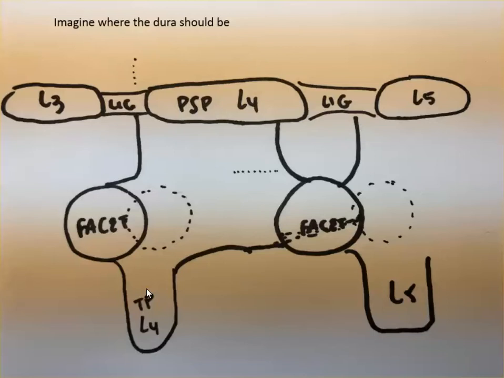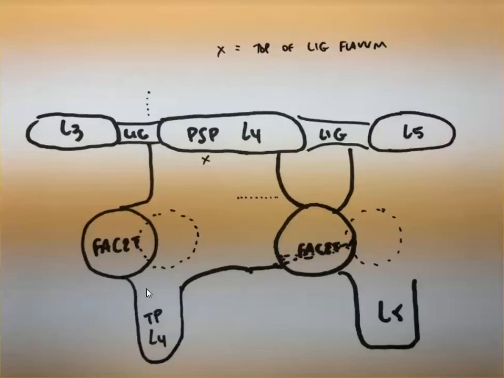So you imagine where the dura would be. Then you imagine where the top of the ligamentum flavum would be. The top of the ligamentum flavum is much higher than the bottom of the lamina. So that's the bottom of the lamina, and the ligamentum flavum attaches way higher. So you want to remove all the ligamentum flavum. To remove all the ligamentum flavum, you have to make a window by removing the bone.